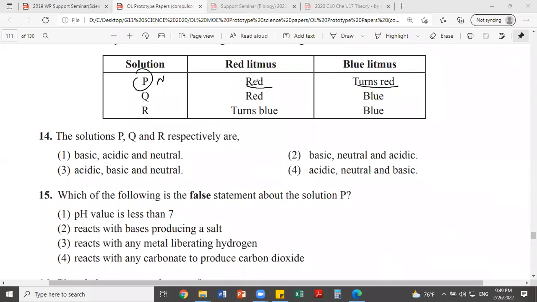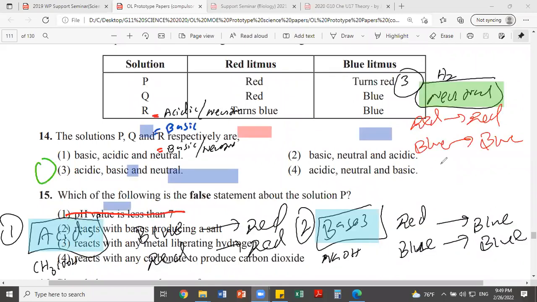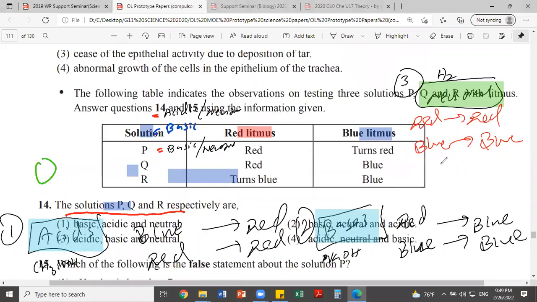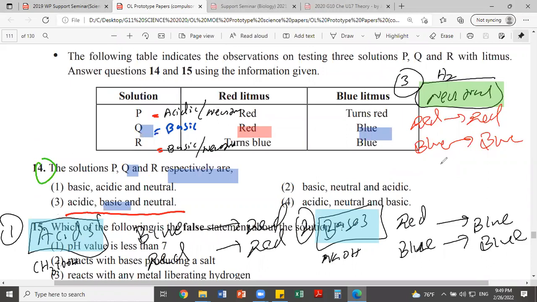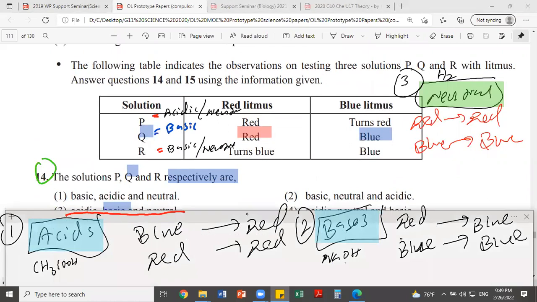Red litmus turn... wait, this is the other way around. One more thing, give me a second. I'll check again. They have given red litmus at the top. Okay, this is the other way around. Wait, what you wrote is correct. Your short note is correct. No need to change the short notes. But again, I'll check the table. Give me a second.